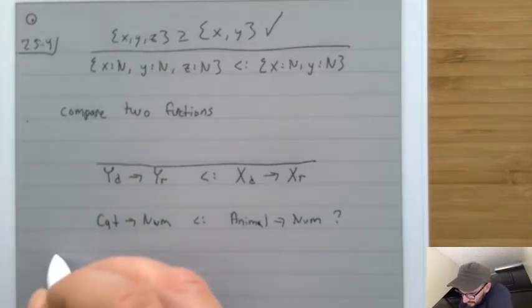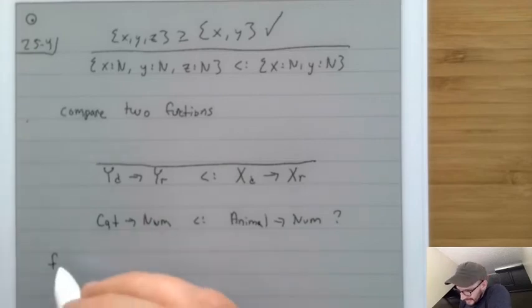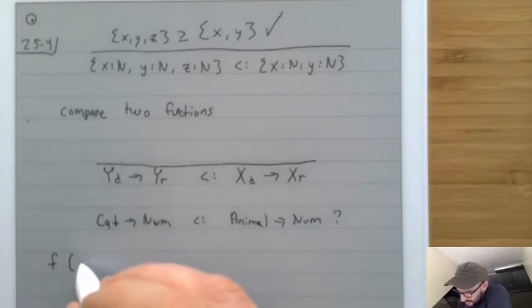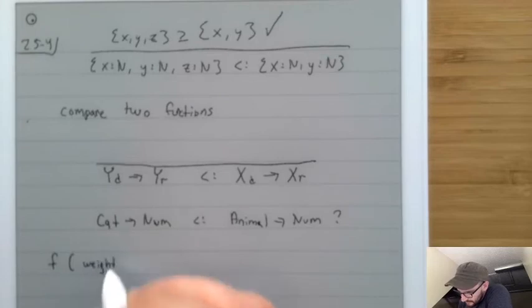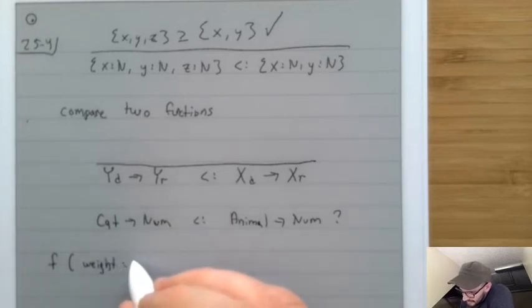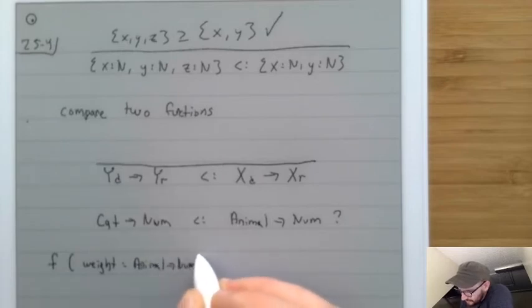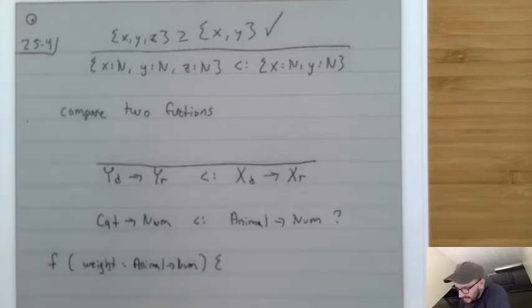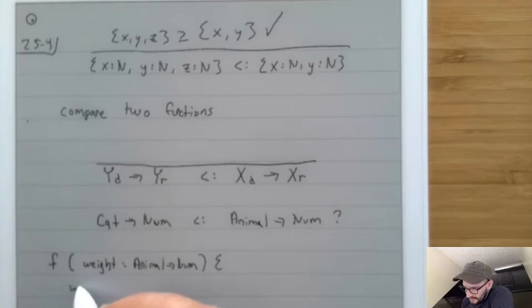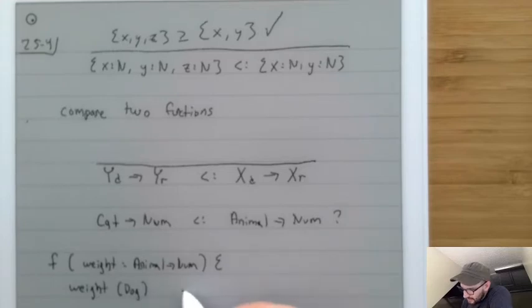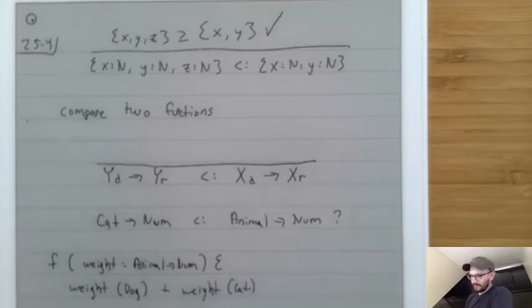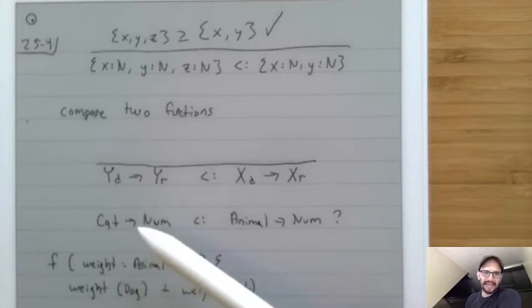There's some function f, and it's supposed to get a function called weight. And this function called weight is expecting animals, and it will return numbers. Okay? And then inside of here, we're going to call weight on a dog, and we're going to call weight on a cat. Is it okay to call this function right here, f, and provide it a cat arrow number function?